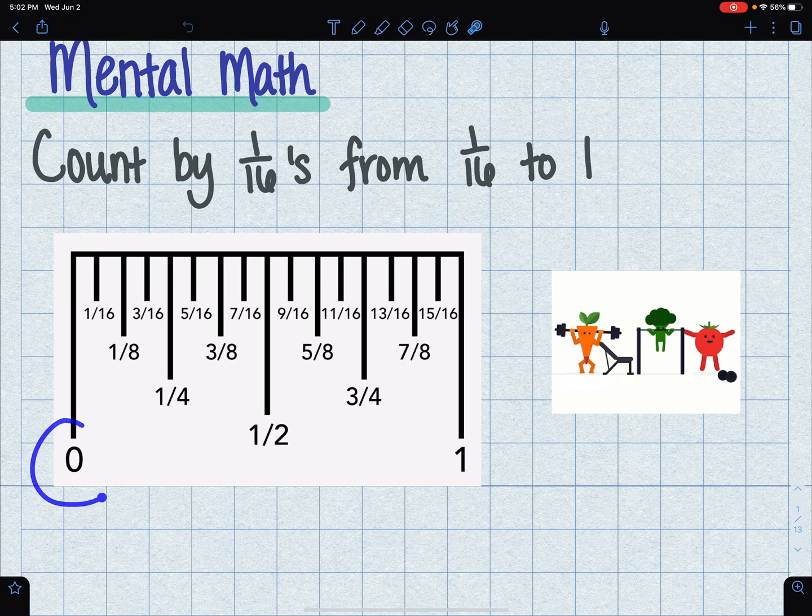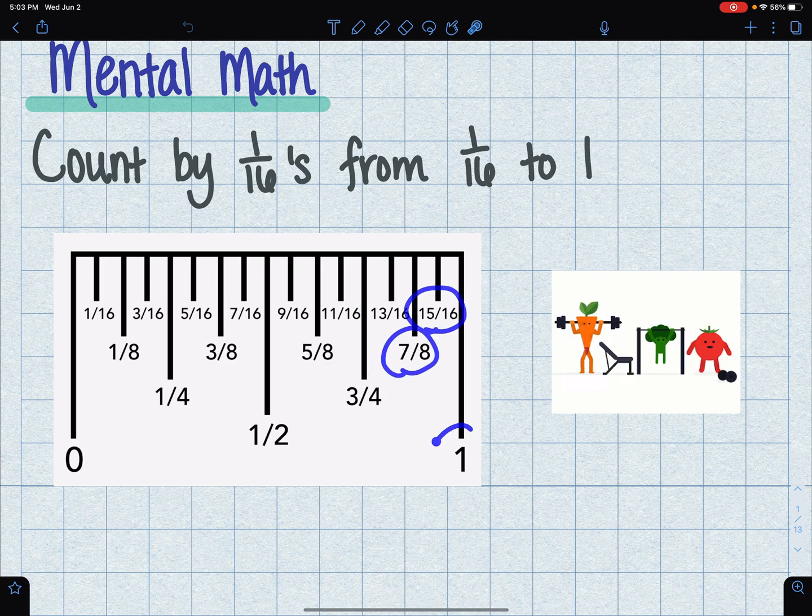We'll start with 0, 1/16, 1/8, 3/16, 1/4, 5/16, 3/8, 7/16, 1/2, 9/16, 5/8, 11/16, 3/4, 13/16, 7/8, 15/16, 1.